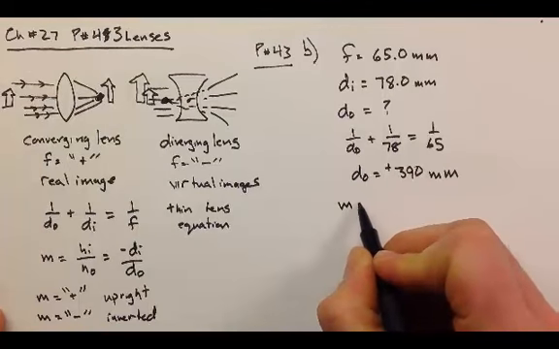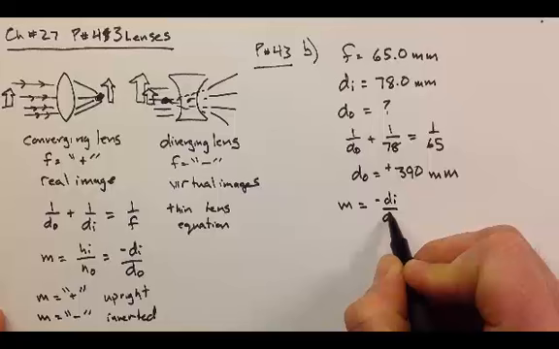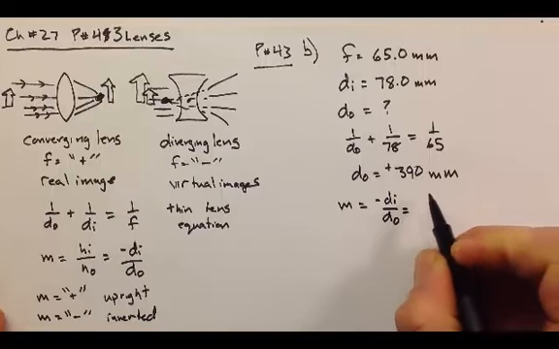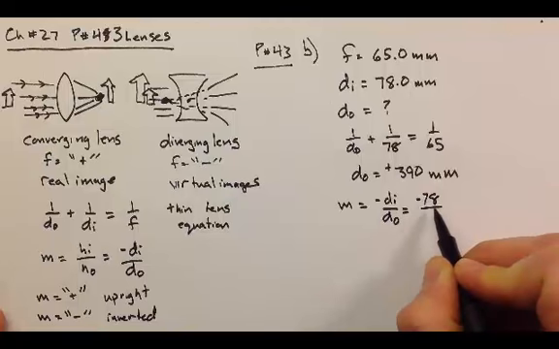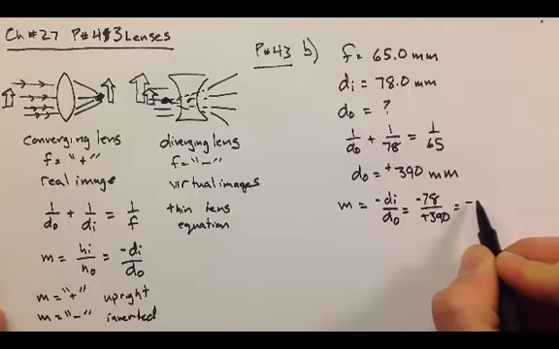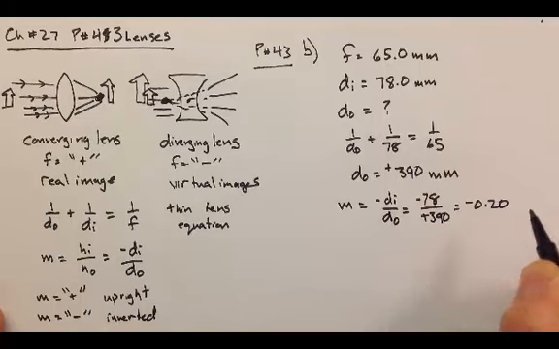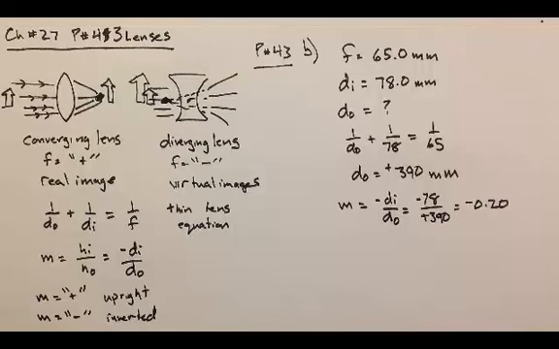Now, I wouldn't have to do this, but just for kicks, I am going to plug this into the magnification equation. Oops, sorry, that's positive. And I find that this lens combination will make a magnification of negative 0.20.